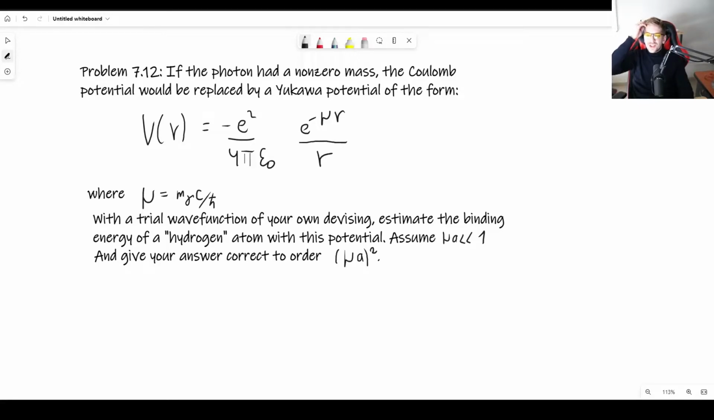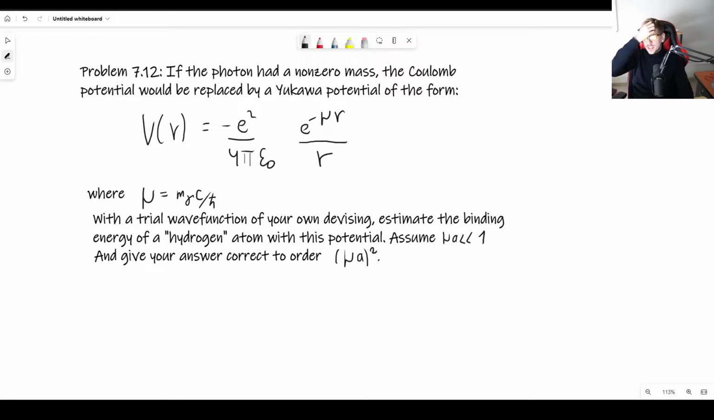Welcome! In this video, I'll show you how to solve problem 7.12 as it appears in the third edition of Griffiths' Introduction to Quantum Mechanics. Now, the problem states the following. It says, if the photon had a non-zero mass, the Coulomb potential would be replaced by Yukawa potential of the form what is right here. So basically the exact same thing, but now we are multiplying it by e to the minus mu r.